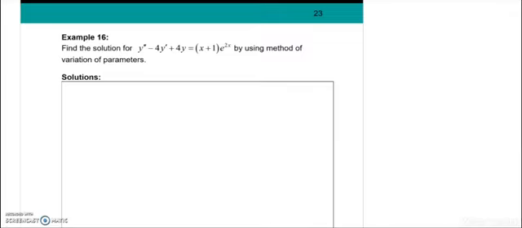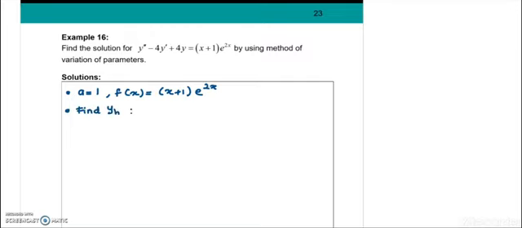Alright, now let's try the second example on variation of parameter. For this example, our first step again is to identify a. In this case, a is 1. And then f(x) is the right-hand side term of our equation, which is (x + 1)e^(2x). Okay, second step, we need to find y_h.